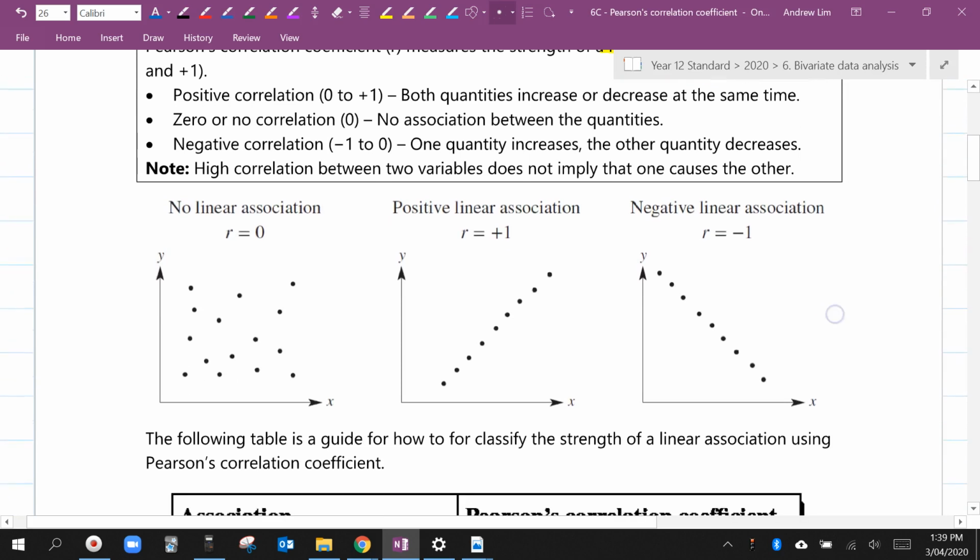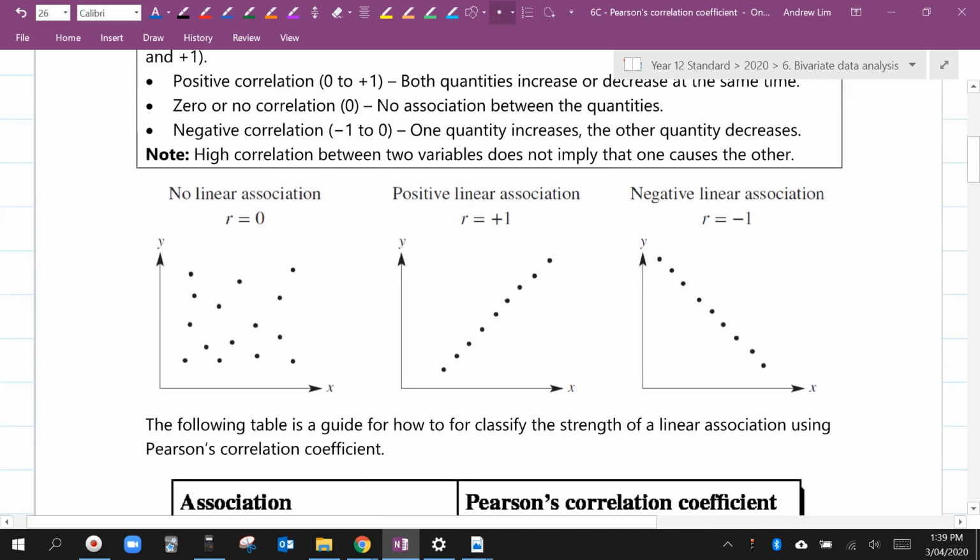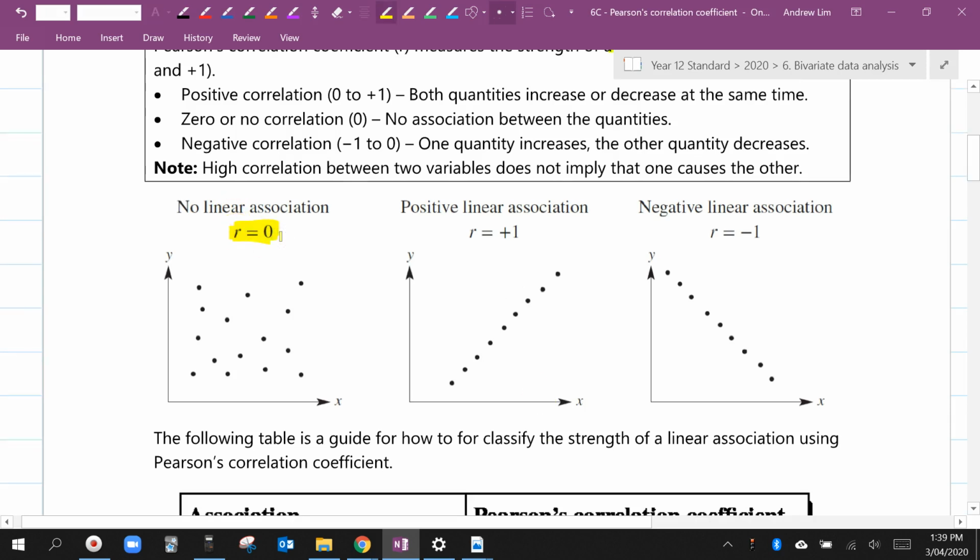Let's have a look at the graphs. So here we said if you have a correlation coefficient of 0, so if r is equal to 0, that means it looks random. There's no relationship between x and y. However, if r is equal to +1, it forms a straight line. The graph forms a straight line. We can see that there's a perfect relationship between x and y. However, if r is equal to -1, that means the line will be sloping down. So as x increases, y decreases.